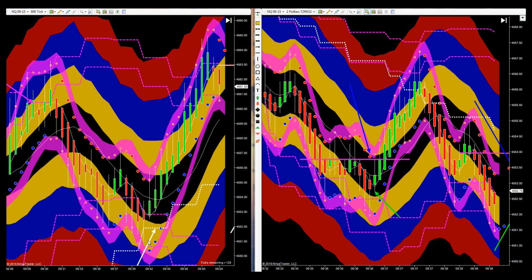Now as we go down on the left chart, you're going to notice a white dotted line.